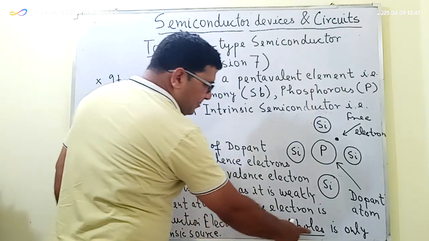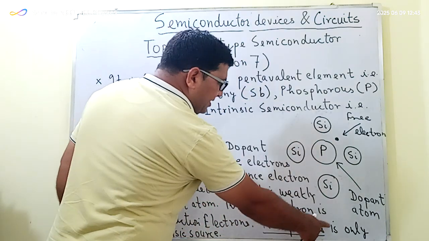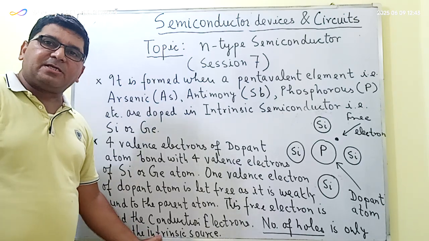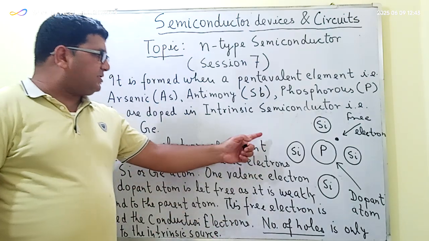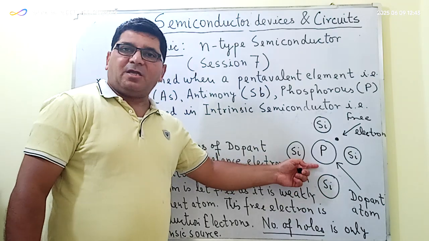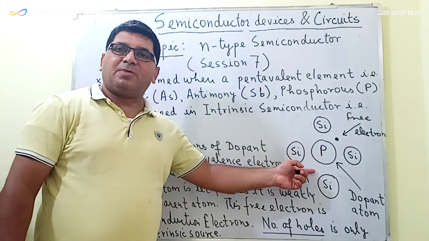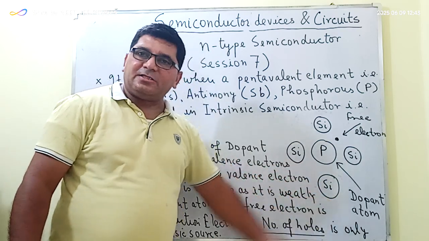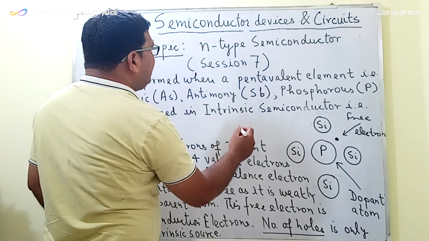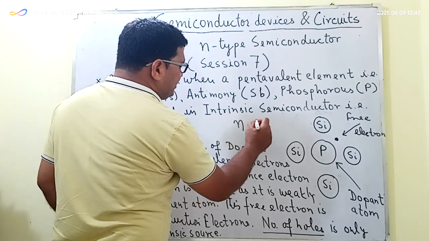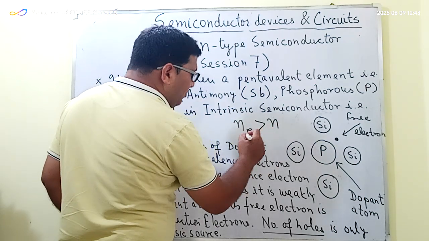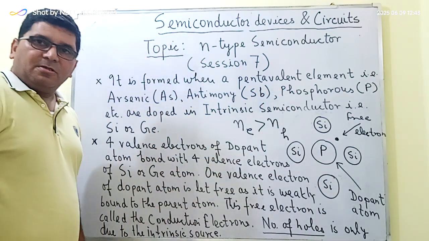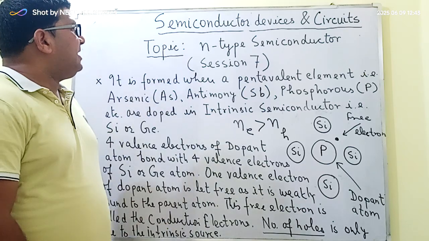And the number of holes in the N type semiconductor is only due to the holes from the intrinsic source. So in this case, since the free electron is the majority carrier and the holes are the minority carrier, in the N type semiconductor the number of free electrons is greater than the number of holes. So this is all about the N type semiconductor.